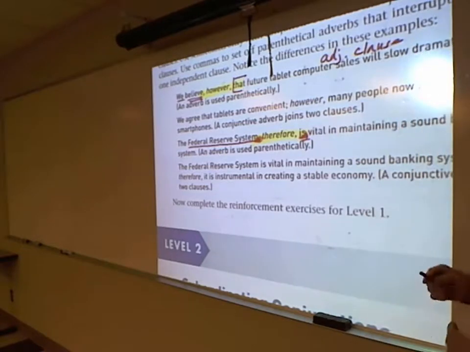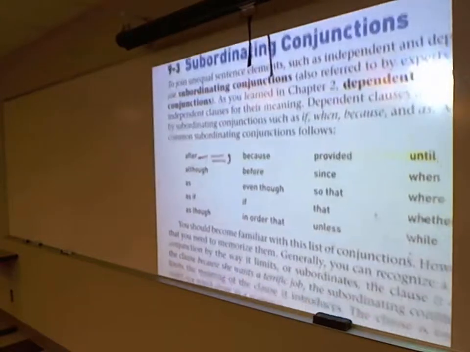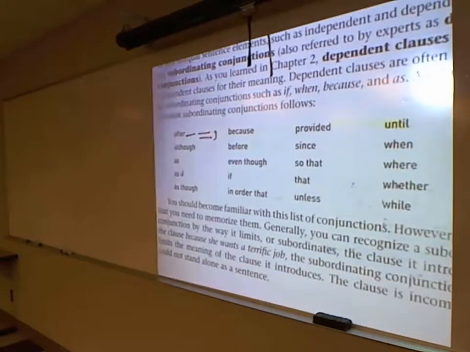Okay, the next area is subordinating conjunctions. Here's a list of many of them. I can even add, I see another one that's not on there, such as the word "had."